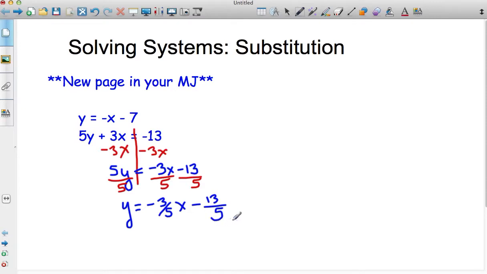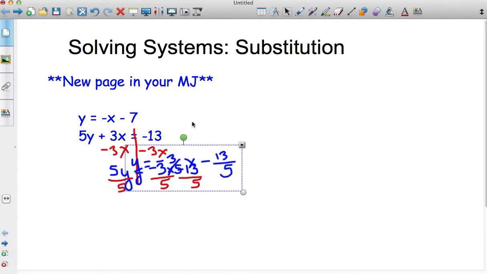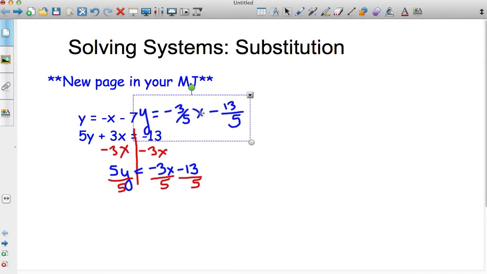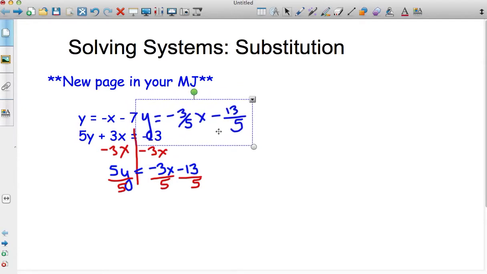Well, goodness, that does not seem like a very fun equation. If I had to take this guy, then right here, see if I can highlight it, there we go, and put it equal to this one right here, to try and solve, take away the y. So I'd have negative x minus 7 equals negative 3/5 x minus 13/5. That just sounds like a little bit crazy. There must be another way, and there is.